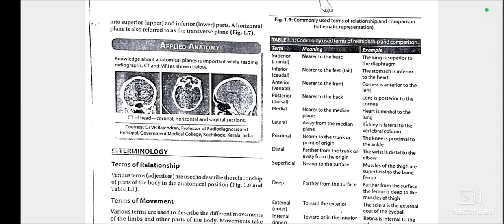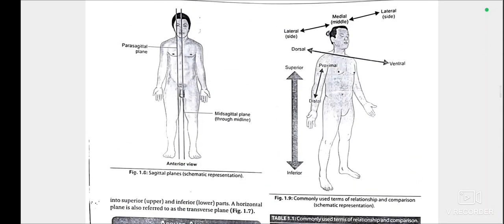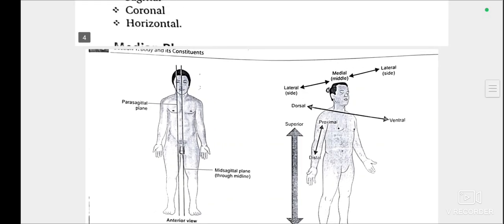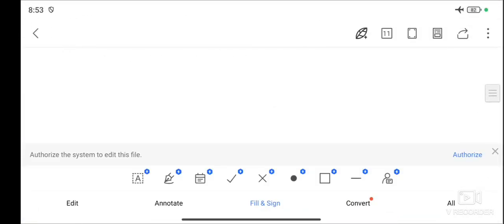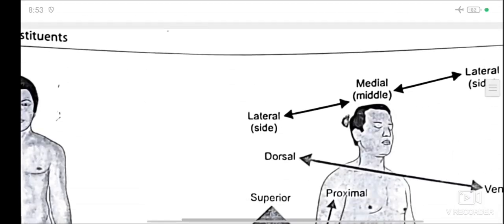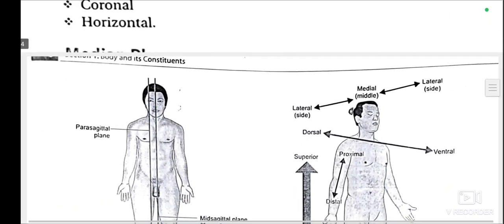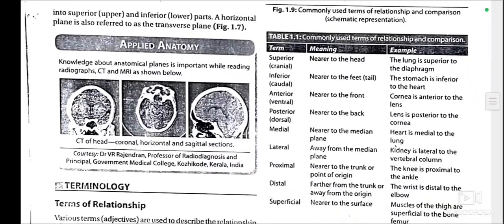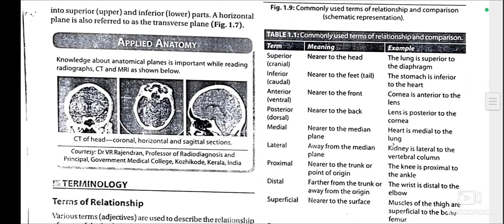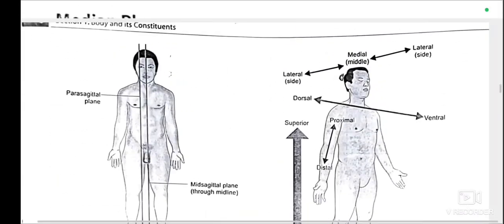The next is medial. Nearer to the median plane. This is a medial line. This is medial. The next is lateral. Away from the median plane. This is the lateral, both sides. The left lateral and right lateral, both sides.